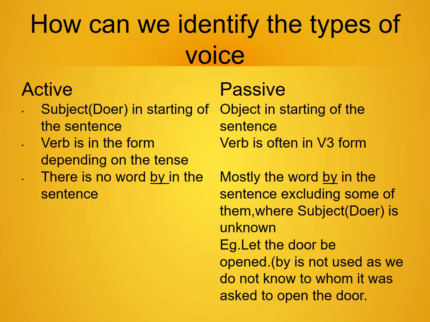In active voice, we do not use the word by, whereas in passive voice, in most of the sentences we use the word by, excluding some of the sentences. For an example, if we say let the door be opened or let the door be shut, we do not know to whom we are asking to open the door. So here by is not used.